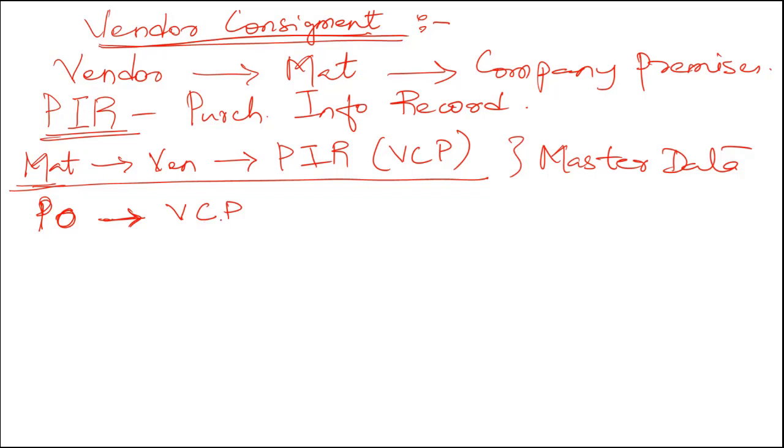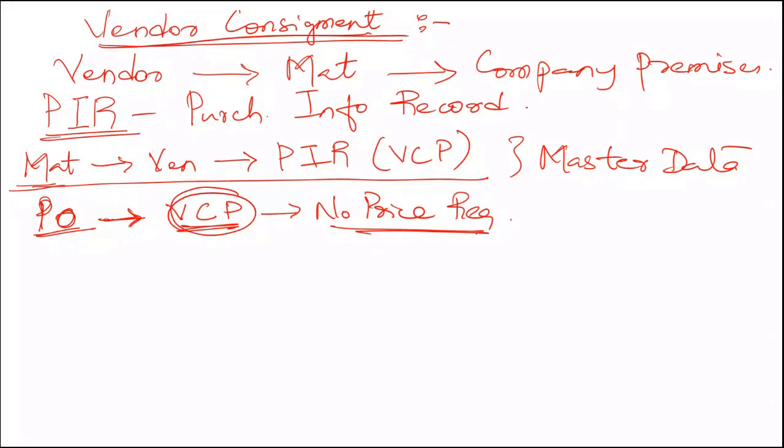Once the vendor stores the material in the company premises, no need to give any prices, right? No price requirement, because the vendor is simply storing the material in the company premises. We need to generate a PO with respect to vendor consignment with no price. Once you select the vendor consignment process in the PO, the price is not fetched. Okay, fine. So you have maintained the PO, right?